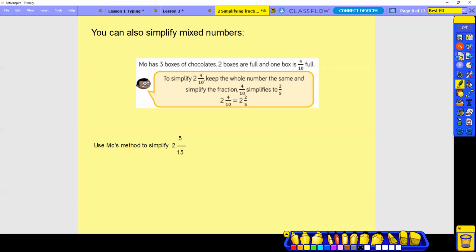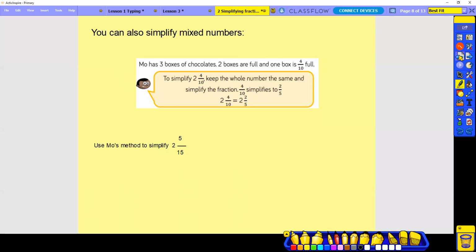When you've got a mixed number fraction and you want to simplify, you don't do anything to the whole number, because the whole number is not a fraction, and so therefore it doesn't need to be simplified. You don't need to do anything to it. Sometimes the easiest thing to do is to cover it up and pretend it's not there and simplify the fraction itself, okay? So let's have a go at using Mo's method to simplify 2 and 5/15.